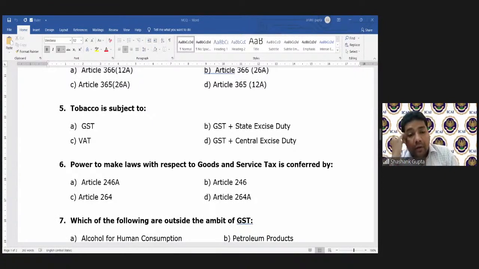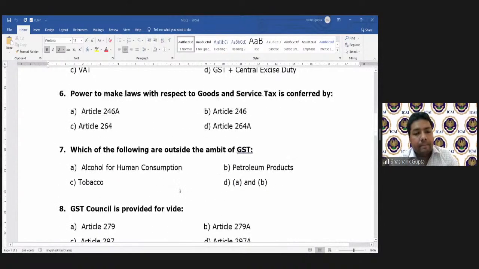Okay. Vijay Shankar is saying GST plus state excise duty. Why, Vijayji? Why so? Is tobacco governed by state? No. Tobacco is governed by central excise. Correct answer is 5D. Very good, Mansha, Ramakrishna, Shami. Next.